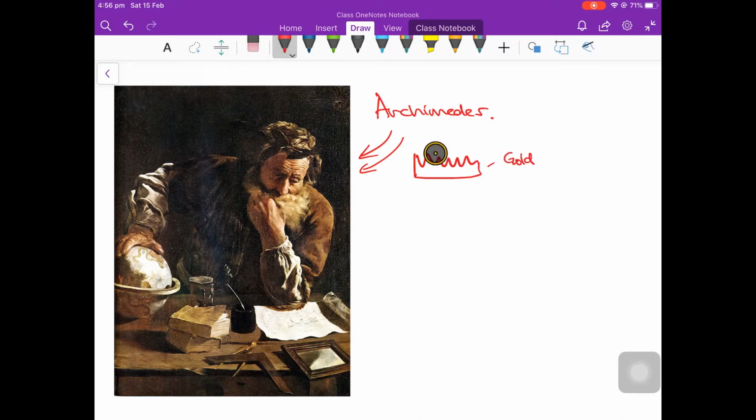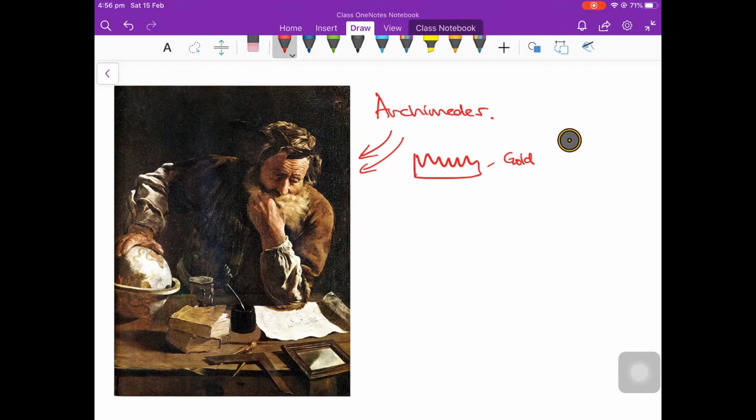However, I'm unsure about whether the blacksmith has made it out of gold or whether he's added in some cheaper, inferior metals, maybe like copper or lead, to keep the cost down and rip me off. I'm not even sure if it's gold at all. So Archimedes, I want you to work out whether this crown is made of pure gold or not.